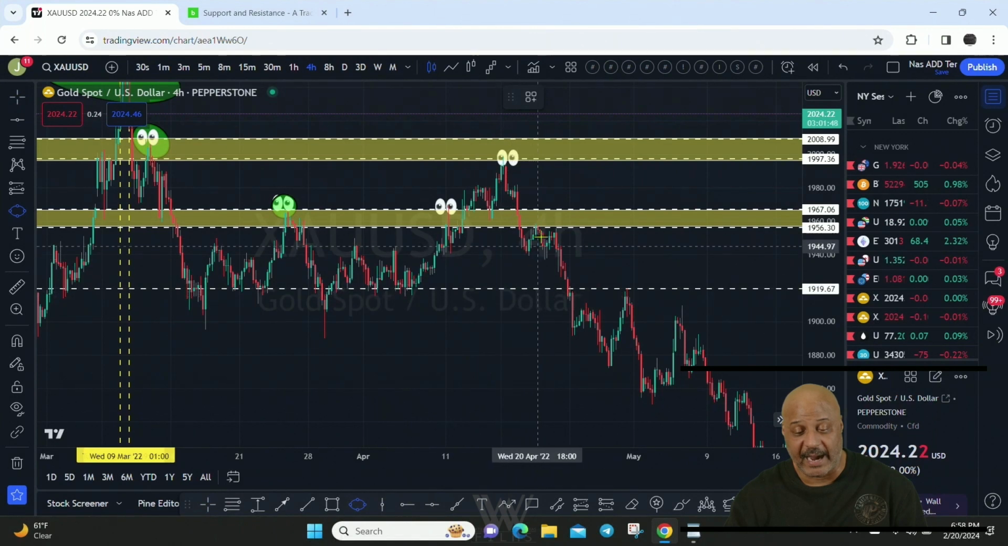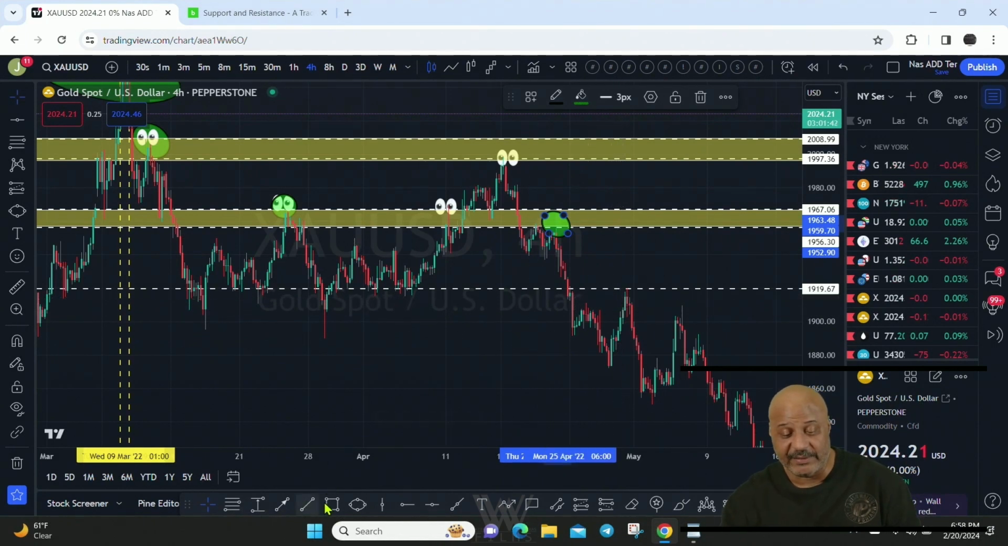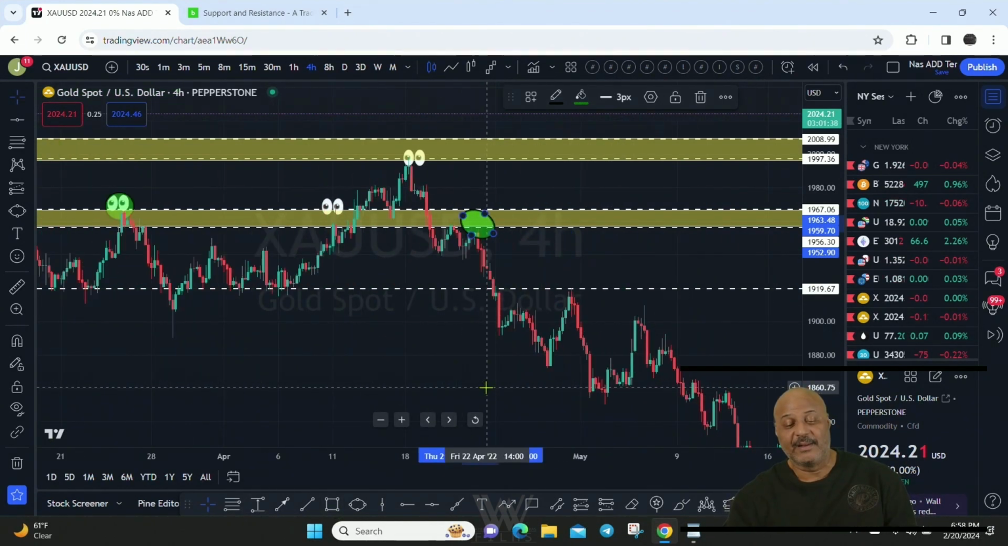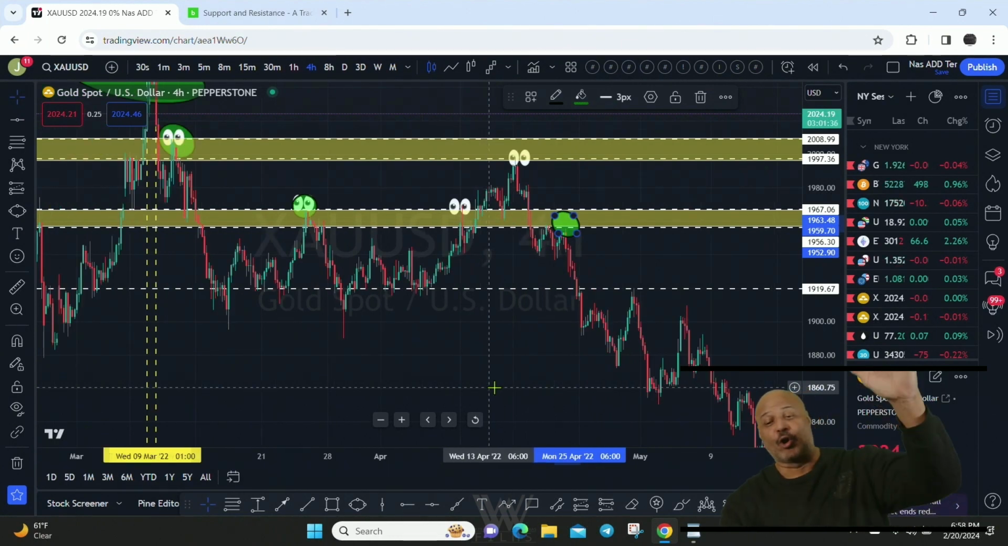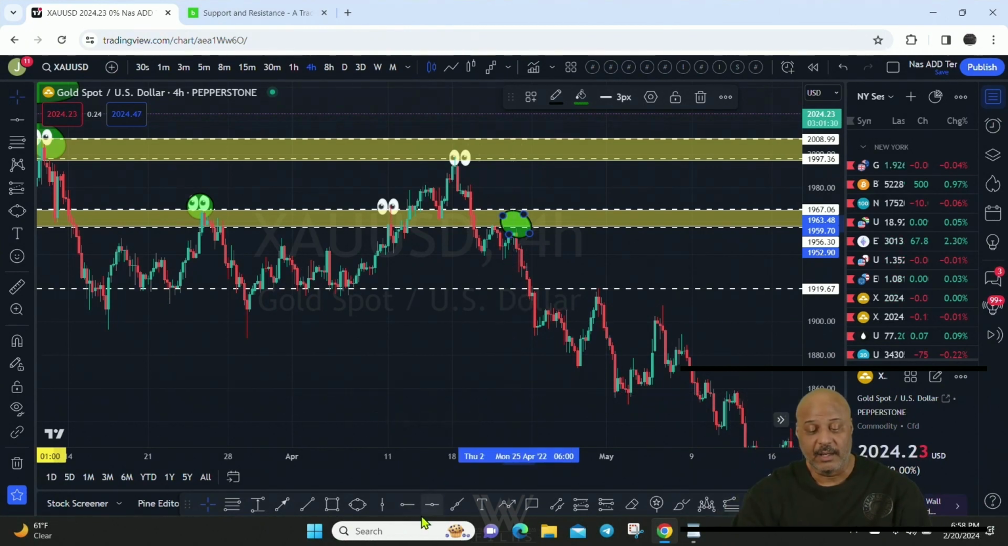So I would put an eye here, right? Put a little line there. And you see that it rejected right here. That's another pullback. See? Came down and pulled back. You want a nice pullback. Pullback means it's strong. It's selling, it's pulling back, and then you kind of have another go at it there.